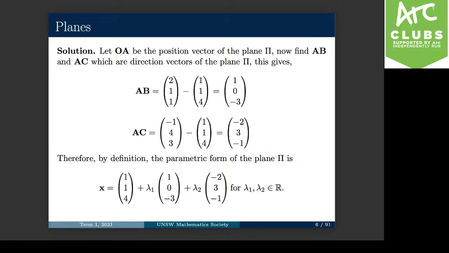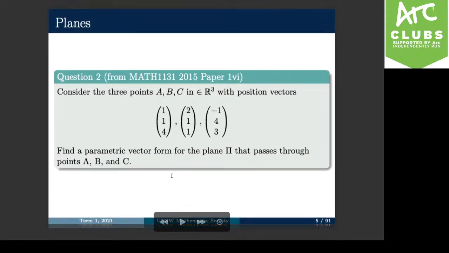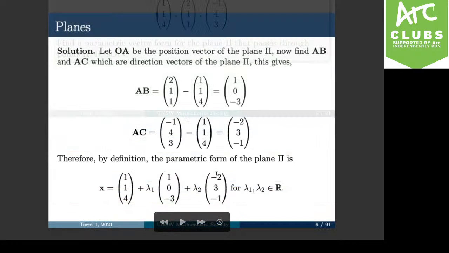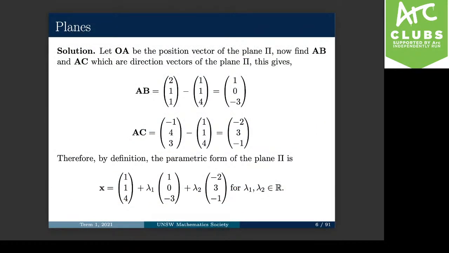Do we need to check AB and AC aren't parallel? No, you don't need to, because the 3 points lie on the same plane. So this is you just trying to find the parametric vector form of the plane. So it just needs to be parallel to the plane. You don't need to prove that AB and AC aren't parallel.